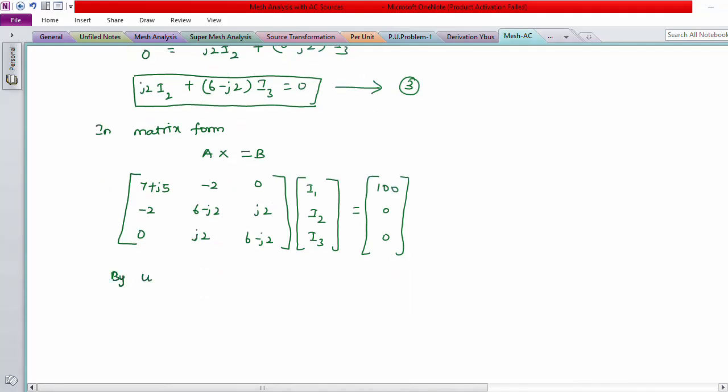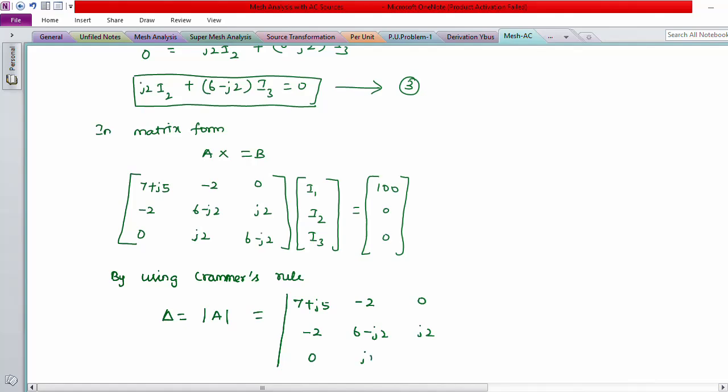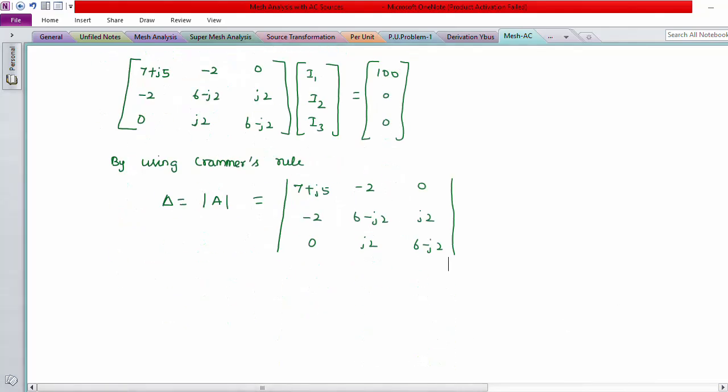By using Cramer's rule, we have to determine the currents I1, I2, I3. So we have to determine the value of delta. Delta is nothing but the determinant of the matrix here. Now we have to determine the determinant for the matrix: 7 plus J5, minus 2, 0; minus 2, 6 minus J2, J2; 0, J2, 6 minus J2. Okay, now we have to determine the determinant.